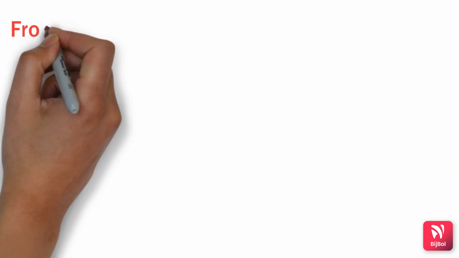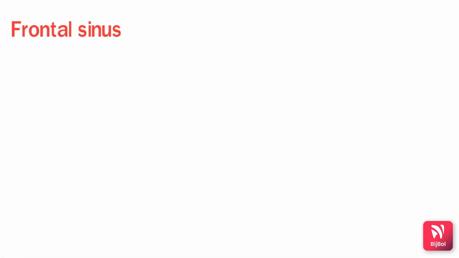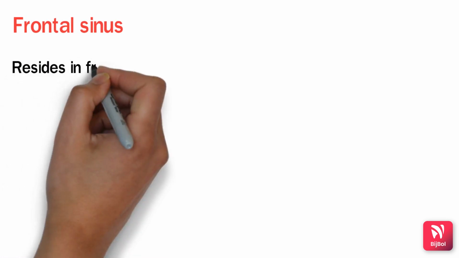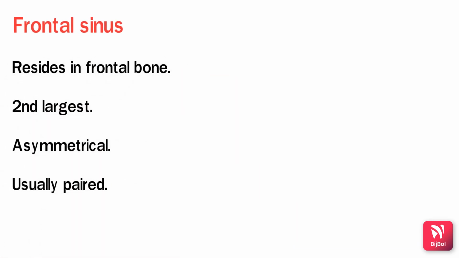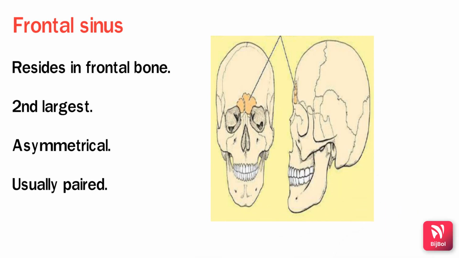Now next comes the frontal sinus. What is frontal sinus? It resides in the frontal bone. It is the second largest sinus, and it is asymmetrical, and usually it is paired. In this diagram, you can see the frontal sinus, which is yellow in color. It resides in the frontal bone. So this was about the introduction of the frontal sinus.